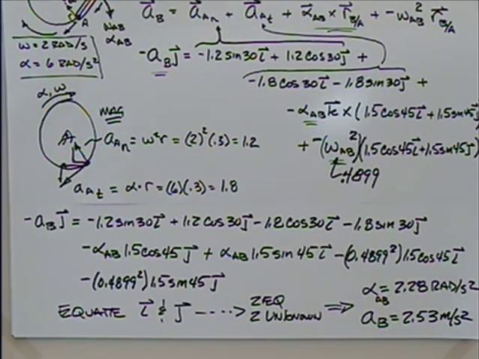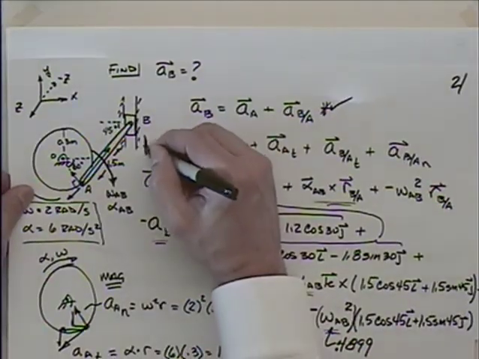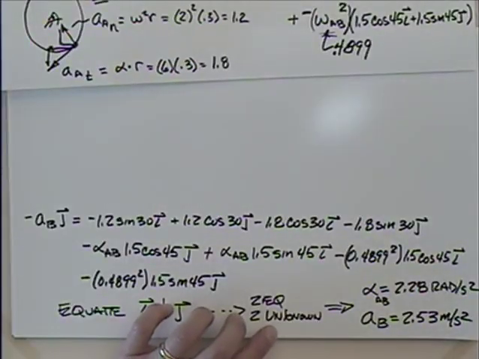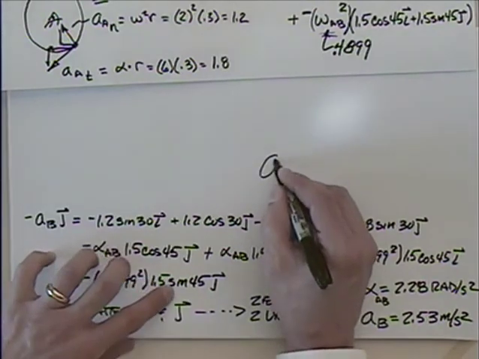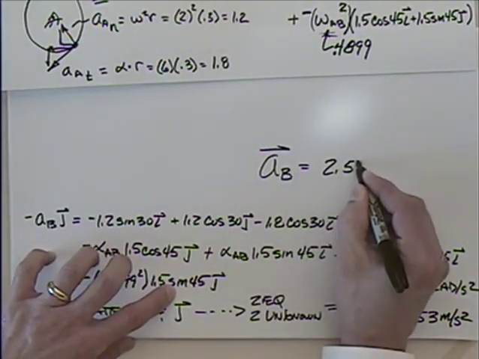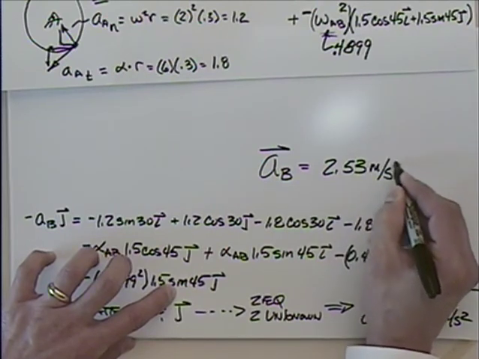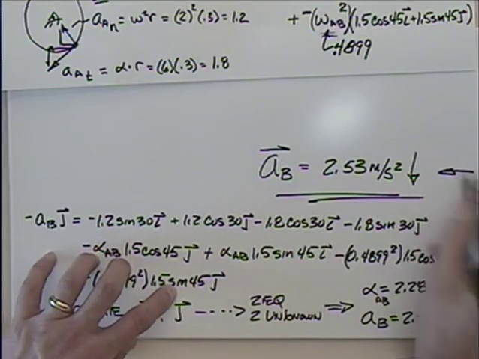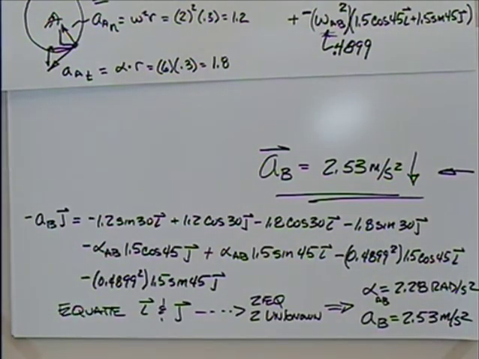Now that turns out to be a positive number, so what do we think about the direction of that? Well, if it's a positive number, I assumed it as down, so what does that confirm? It is down, yeah. So we could say then that the acceleration of B, our final answer here, is 2.53 meters per second squared down. Okay. So that would be our final answer there.